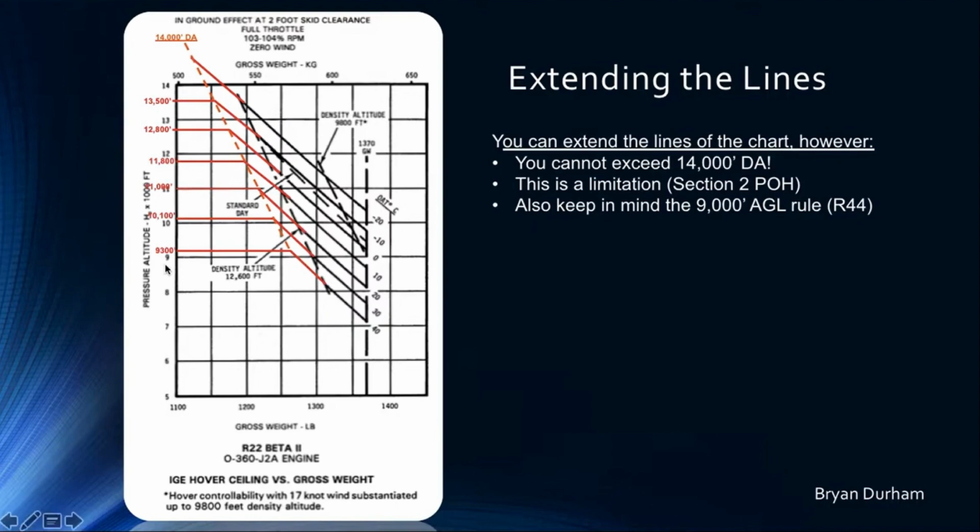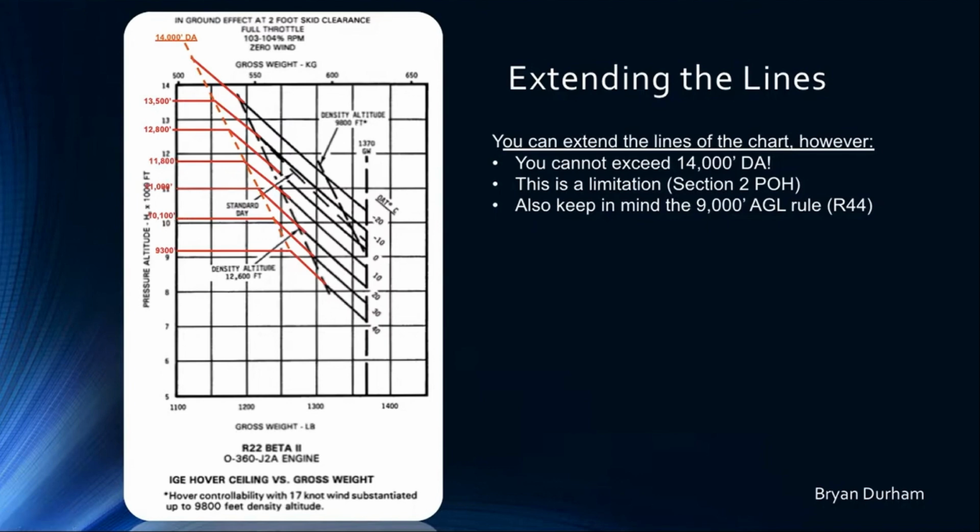So the important thing that we need to teach and that the student needs to realize is that when we extend these lines, we're only extending them up to a pressure altitude that would require a limitation, and that limitation being your 14,000 foot density altitude rule. You also have to keep in mind, this isn't an R44 chart, but you also have to keep in mind your 9,000 foot density altitude, AGL altitude rule for the R44, excuse me. So you can extend these lines up to 14,000 feet density altitude.